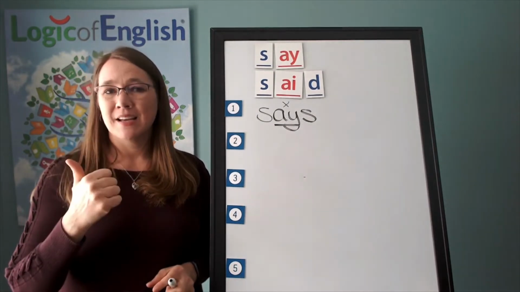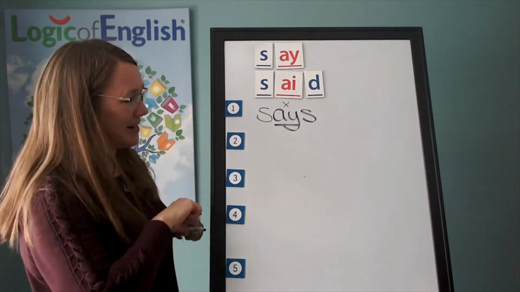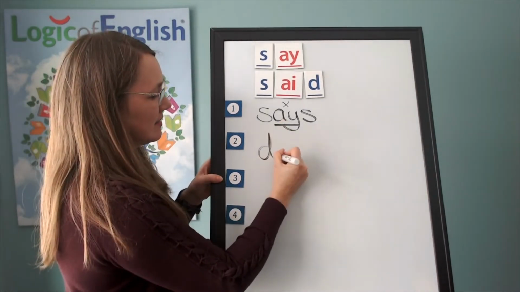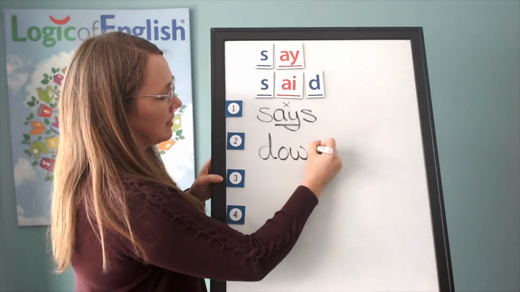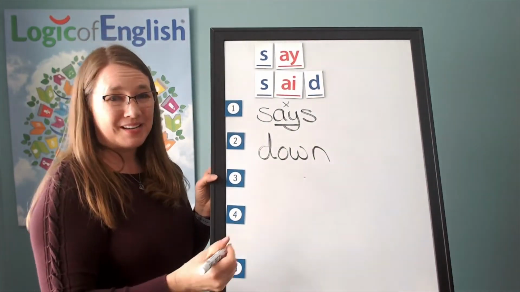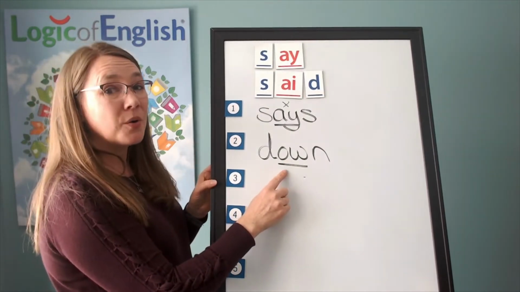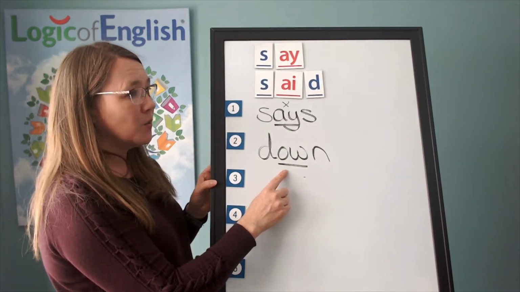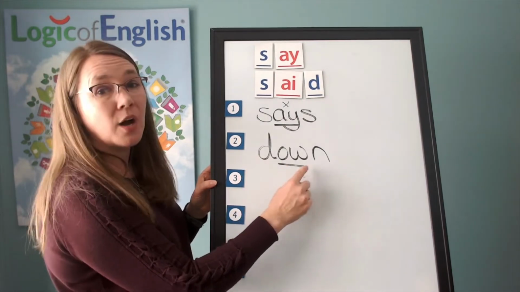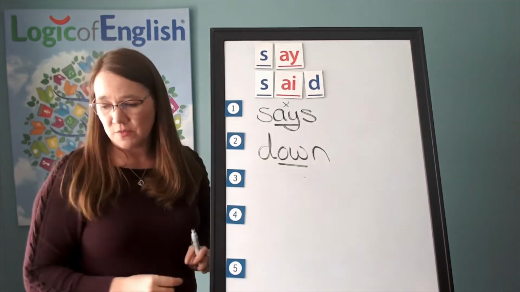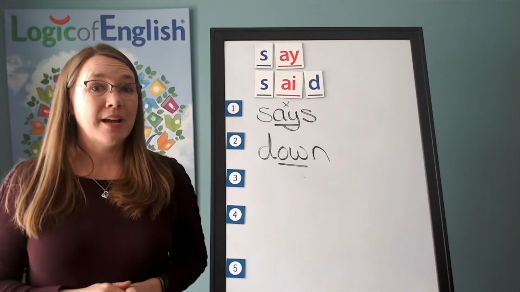Help me to write it. D, ow, n. And how will we mark it? We'll underline the ow. What sound of ow, o do we hear in down? Down, the first one. D, ow, n. Down. Very good.